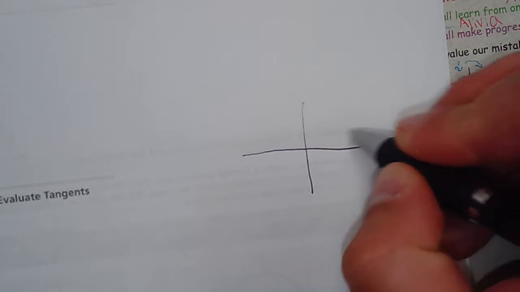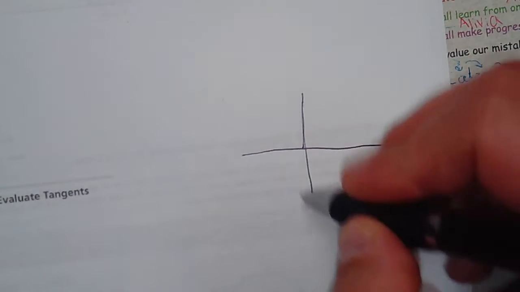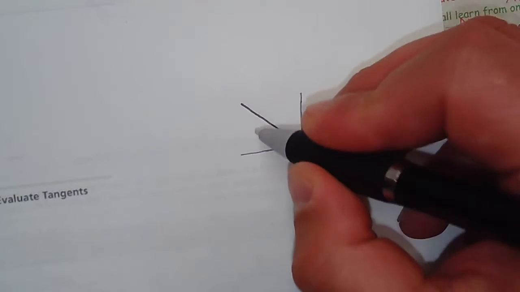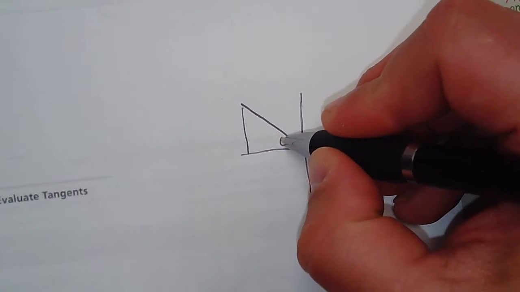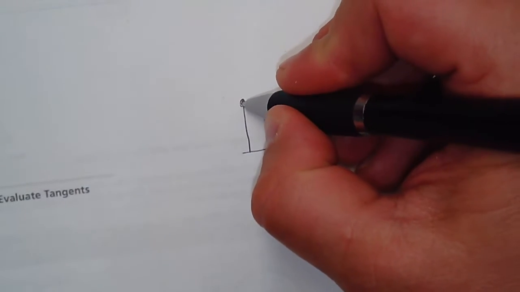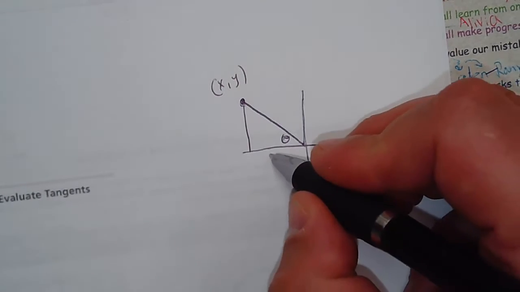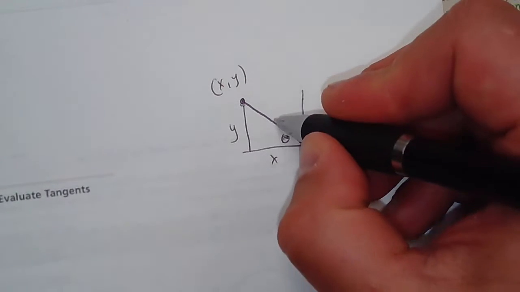Whenever you're doing these problems, you're going to have a reference angle located somewhere. Whatever angle you get drawn in, you'll draw it down, and you'll have your reference angle right here. What's really key to understand is that this point is some x and y value. Well, that x is this number, and that y is this number.